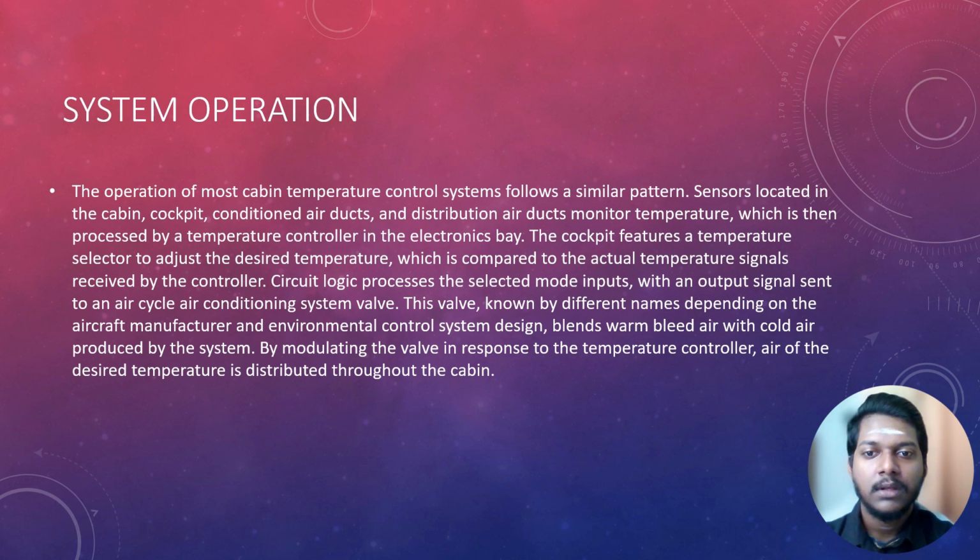by the controller. Circuit logic processes the selected mode inputs with an output signal sent to an air cycle air conditioning system valve. This valve, known by different names depending on the aircraft manufacturer and environmental control system design, blends warm bleed air with cold air produced by the system. By modulating the valve in response to the temperature controller, air of the desired temperature is distributed throughout the cabin.